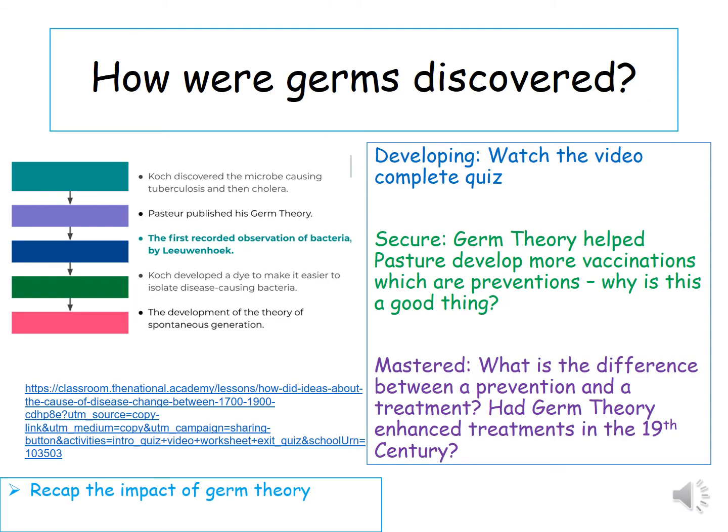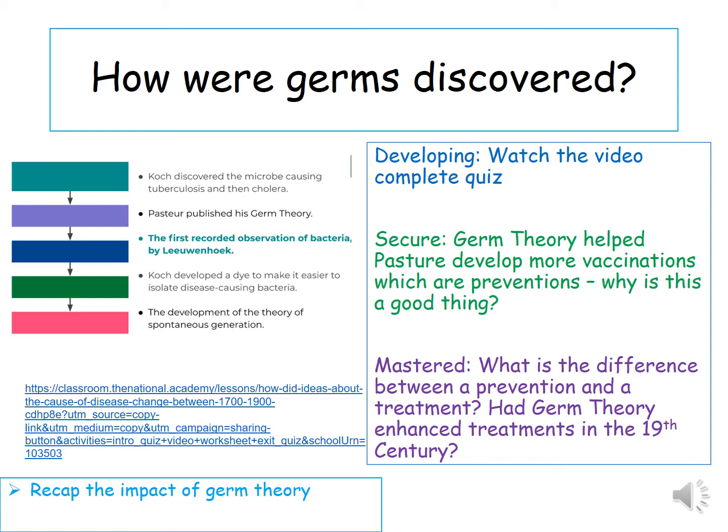So the first learning objective is to recap germ theory. Now, we looked at germ theory a few lessons ago, and we need to make sure we really understand that scientific breakthrough really well, because it obviously impacts on medicine, but also surgery and public health. So I'd like all students to open the link and to watch the video, but developing students, I would like the quiz at the end to make sure you really understand the impact of germ theory being discovered.